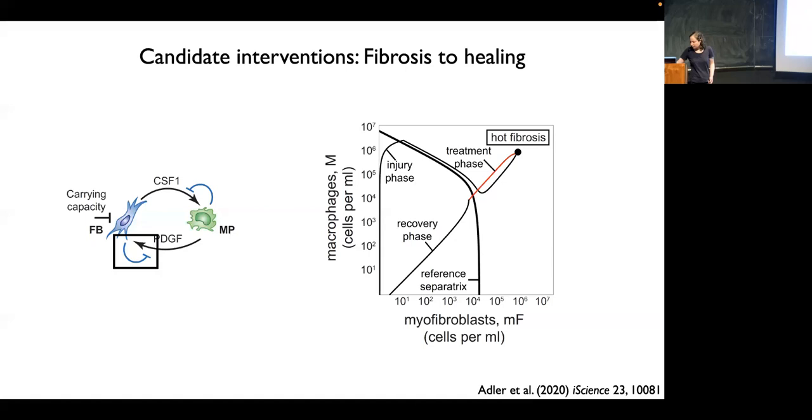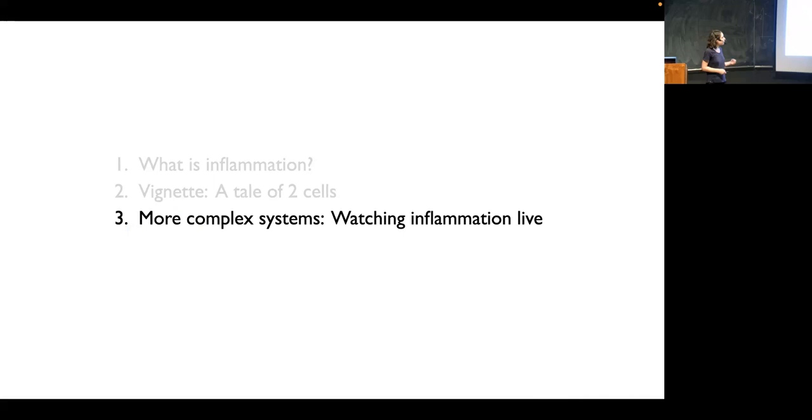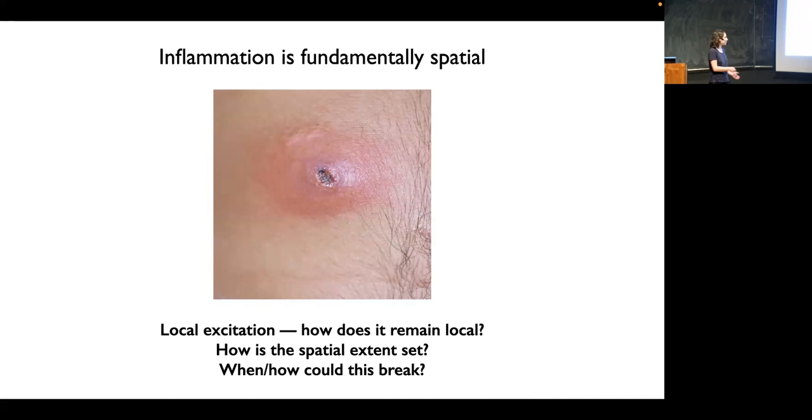So this really nice minimal model gives us a picture of both what it means maybe to describe an inflamed state and what we might get out of that. But what we would really like to do is attack the more complex problem of what actually occurs in our tissues. In particular, inflammation is really a fundamentally spatial process. So this is a local excitation, and we'd like to understand how it remains local. How is this spatial extent that we see here set? And when and how could this break?